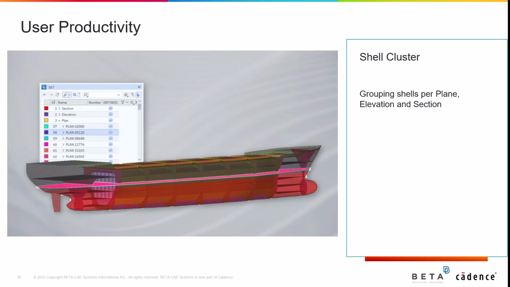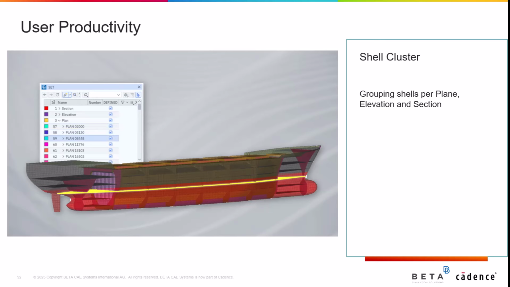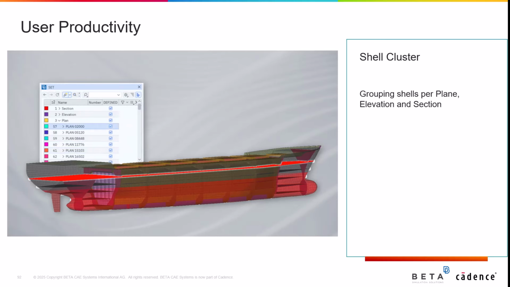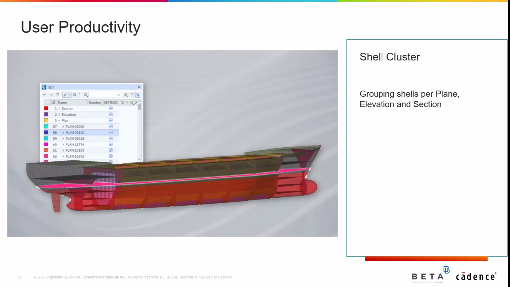Moving on, a new tool has been added under the Marine tab, called Shell Cluster. This tool scans the shells of the model and divides them into sets based on their coordinates. The grouping is done according to plane, elevation, and section. Shells that do not match any group specifications are assigned to a separate set for further inspection.